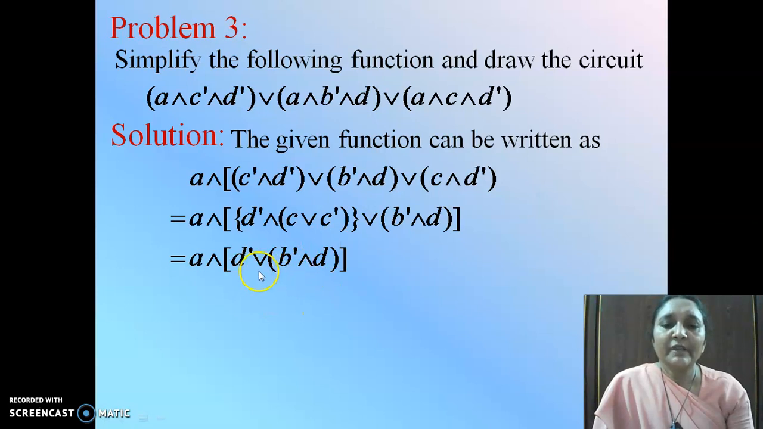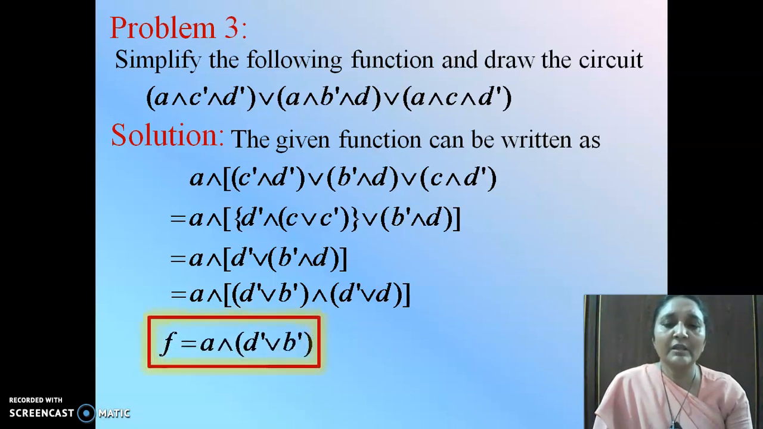And here if I expand this again, (D dash join B dash) meet of (D dash join D), which is nothing but value equal to 1. 1 meet of (D dash join B dash) is D dash join B dash. So I have F equal to A meet of (D dash join B dash). Sorry, you have to put the bracket here.